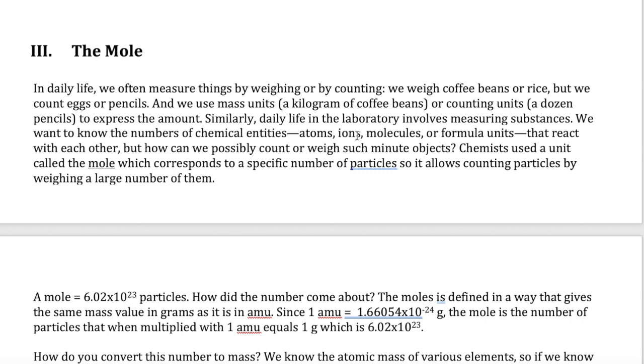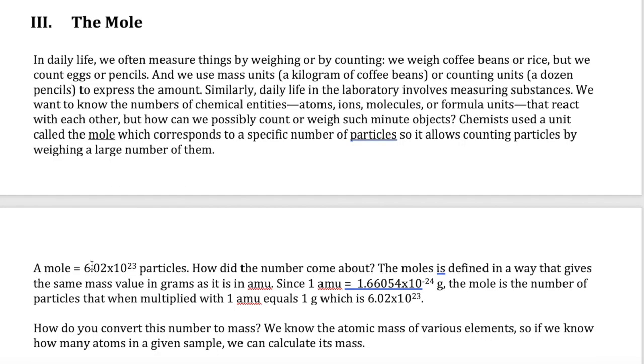So what are particles? Well, particles are chemical entities. So they could be atoms, they could be ions, they could be molecules or formula units if we're dealing with ionic compounds, but they're basically things that are really, really tiny and we can't really see them. So we generally just use the word particle to represent these things. So a mole is a specific number of particles. A mole is just 6.02 times 10 to the 23rd particles. So it's a really large number, obviously, compared to say a dozen, where that's just 12.